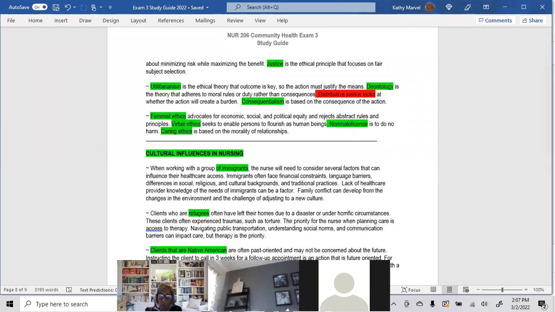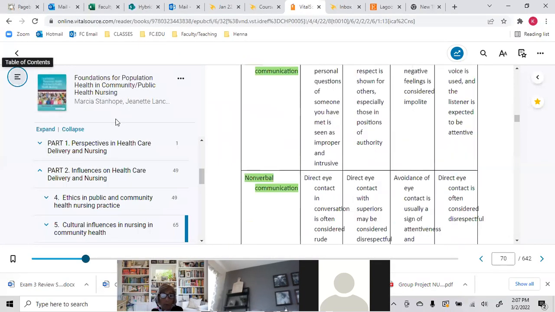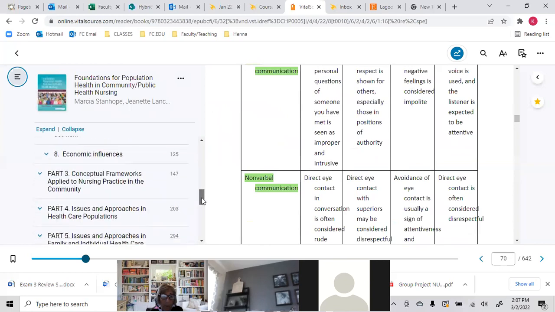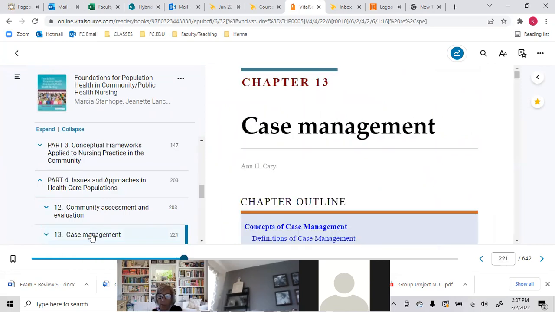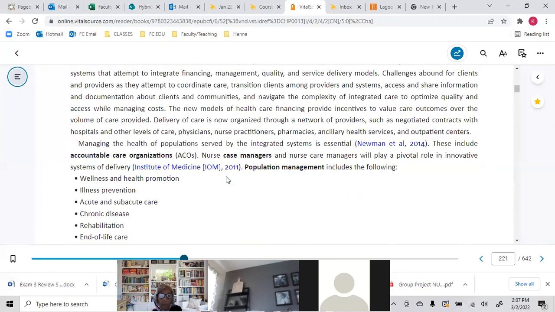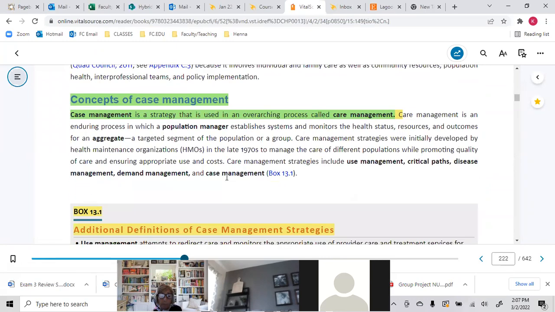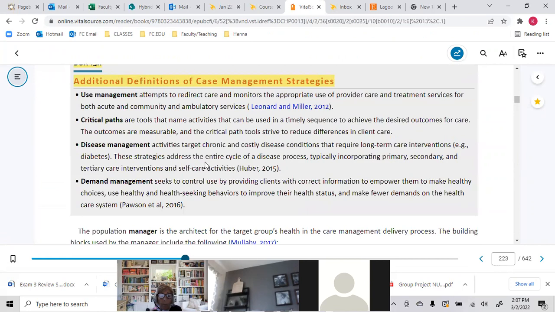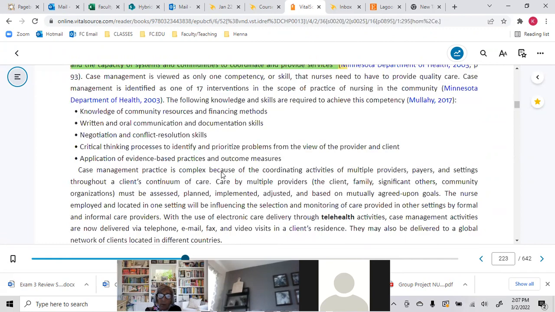I want to go to the book. So we are in chapter, I believe, 13 right now. We are on page 70, case management. Let's go through and see what we need to know in here. Here's your definition of case management: coordinator of services.